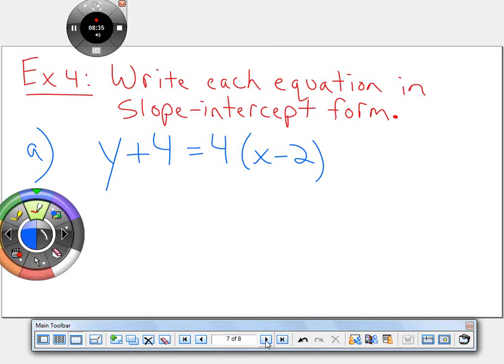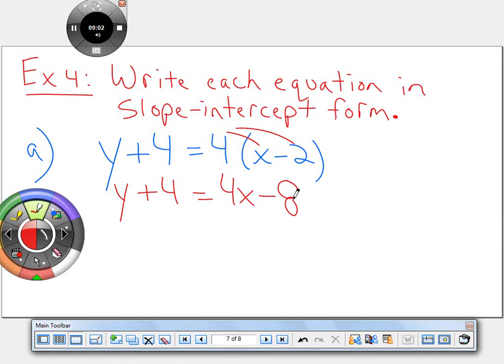So it's entirely possible that we could put something into point-slope form, which is what it looks like right now, and then we might decide we want to put it in slope-intercept form because it's a little bit quicker to graph. Remember how quick it was to graph when it was in slope-intercept form? So we might do that. So we're going to say y plus 4 equals, and we're going to distribute. So that's going to be 4x minus 8.